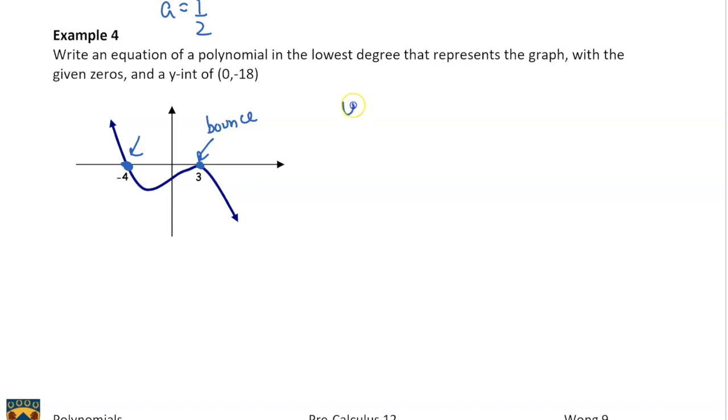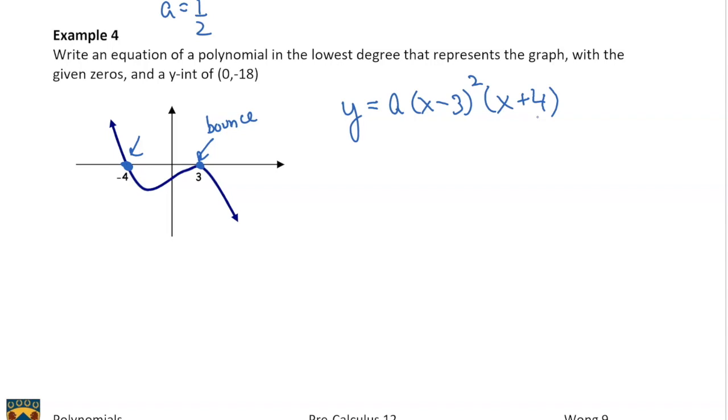So we know that our a value is going to be negative because of the direction that it's pointing to. So we can say y equals, we don't know the a value yet, but we know that the 3 is occurring twice, so let's go x minus 3 squared, and then x plus 4. And it goes through the point 0, -18.